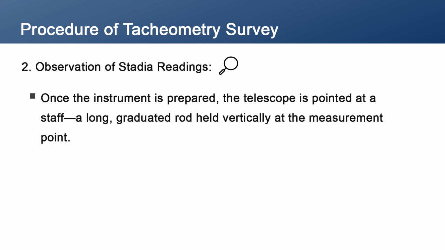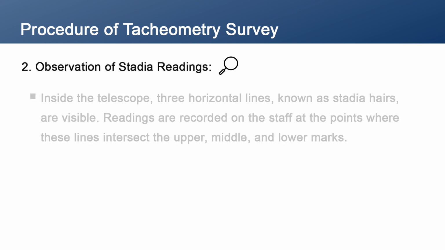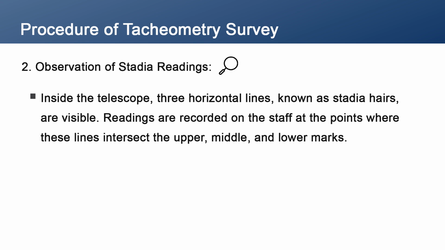Next, we do the observation of the stadia reading. Once the instrument is ready, we point its telescope at a staff, a long graduated rod that someone else is holding vertically at the point we want to measure. This staff is like our target and is usually marked in meters or feet, so we can read the measurements clearly. Inside the telescope, there are 3 horizontal lines called the stadia hairs. We record the readings on the staff where these lines intersect: the upper, middle and the lower lines.